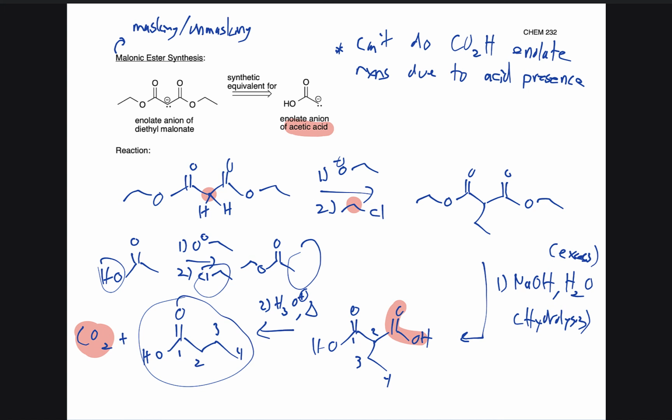So we'll look at more examples of this in class as well. This masking and unmasking process, again, very similar to protective group chemistry, very important for an actual synthetic chemist because we have to worry about things like this being too acidic and this not being acidic enough.